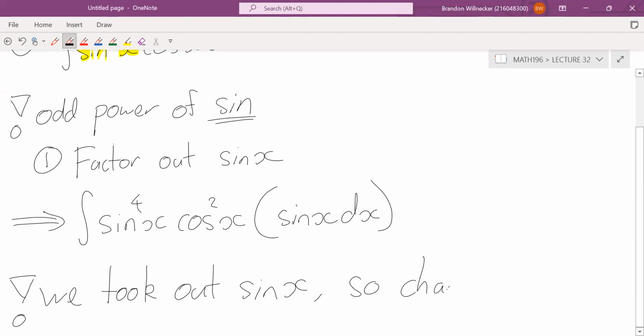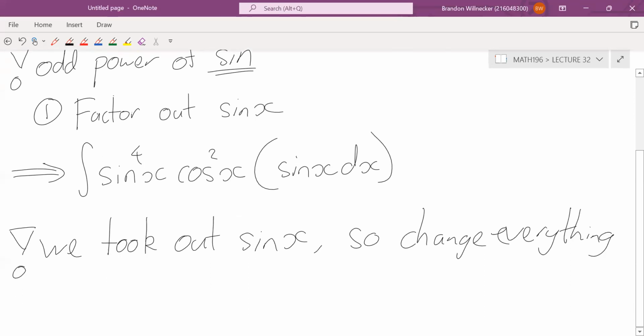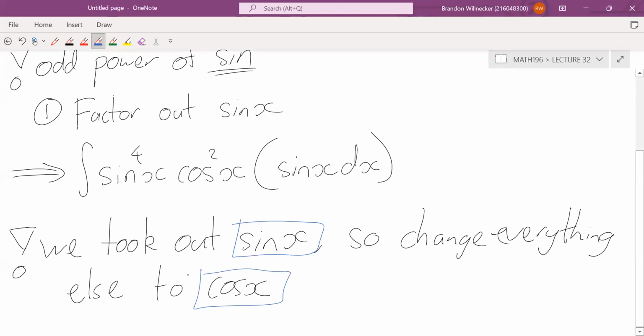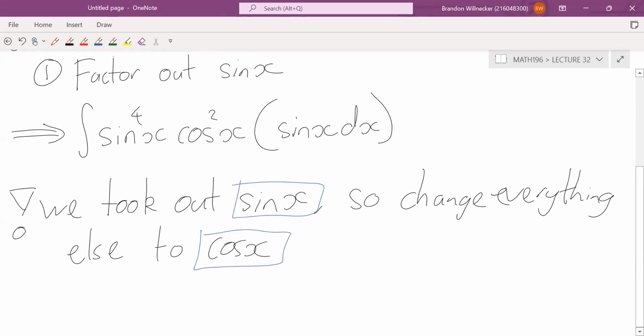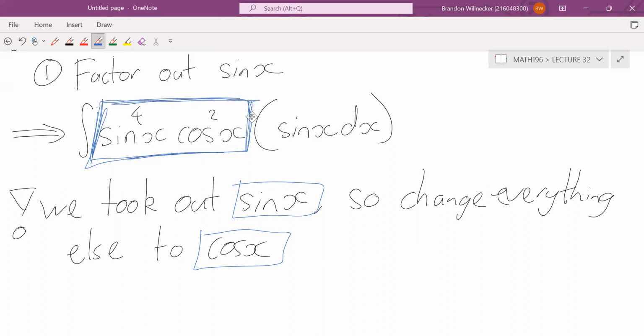So change everything else to cos. Okay, so we took out sine, change everything else to cos. So that's exactly what we're going to do. Everything here in blue, the stuff in blue, we need to change to only cos. So how do we do that?